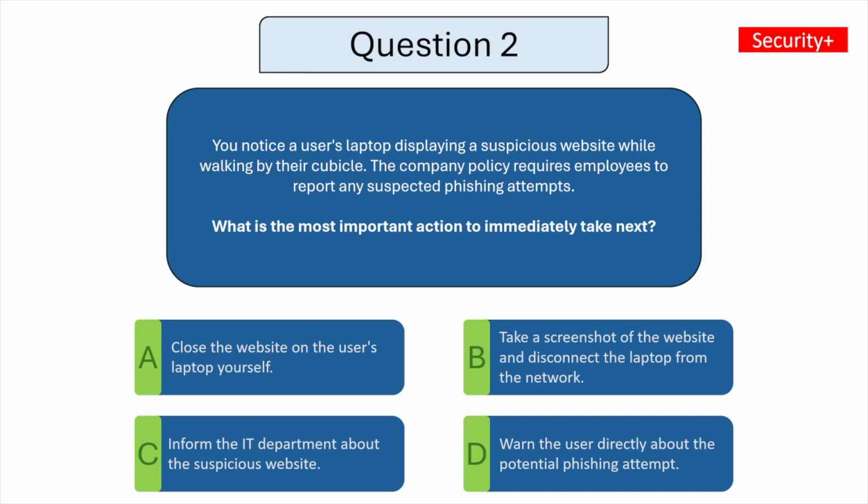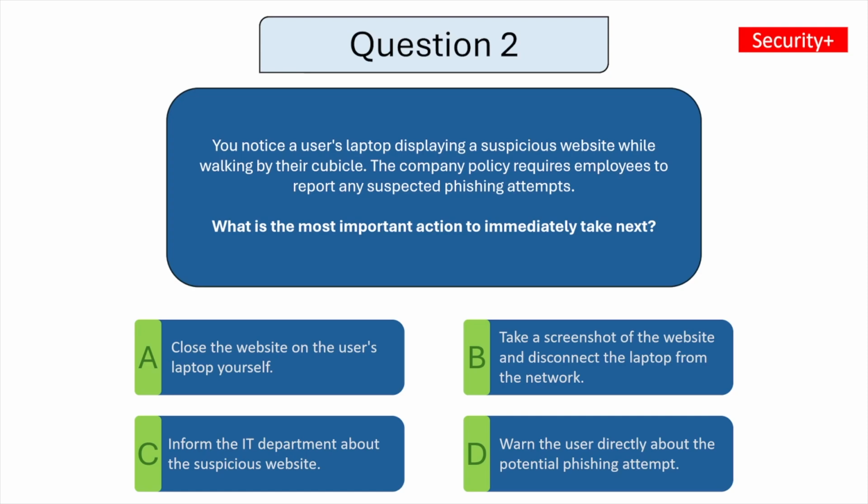All right, so let's go ahead and take a look at these. Like it says there, it's asking what is the most important action to immediately take next. So far out of all of these, the only one that makes the most sense based on the information that we have would be C, inform the IT department. We don't want to do A. I mean, we don't know what else is running on the laptop, and the user could lose unsaved work.